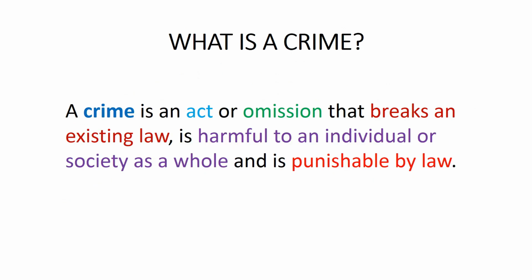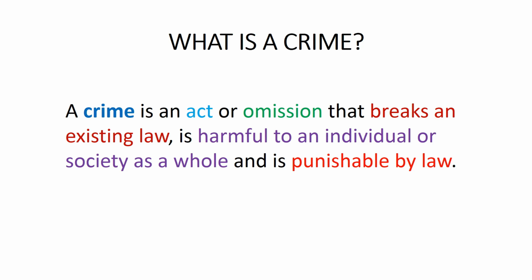With that background, we can now turn to the first of our learning intentions. This learning intention requires you to be able to define what a crime is. I've set out the definition of a crime on this slide. Please look down the left-hand side of your vocabulary sheet, find the word crime, and write this definition in the box opposite that term. A crime is an act or omission that breaks an existing law, is harmful to an individual or society as a whole, and is punishable by law.